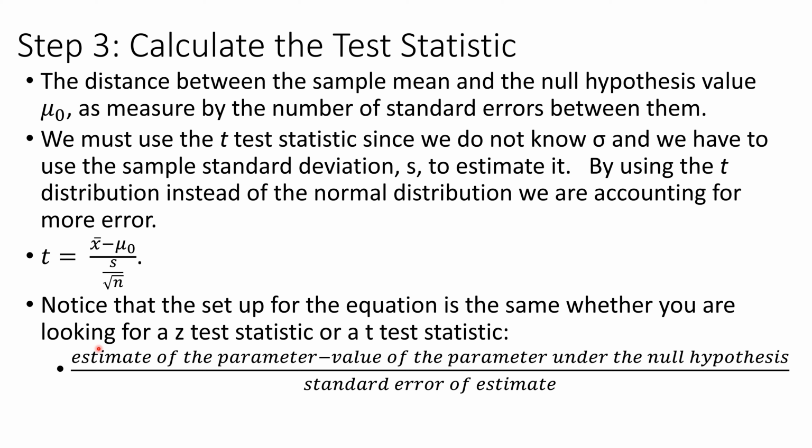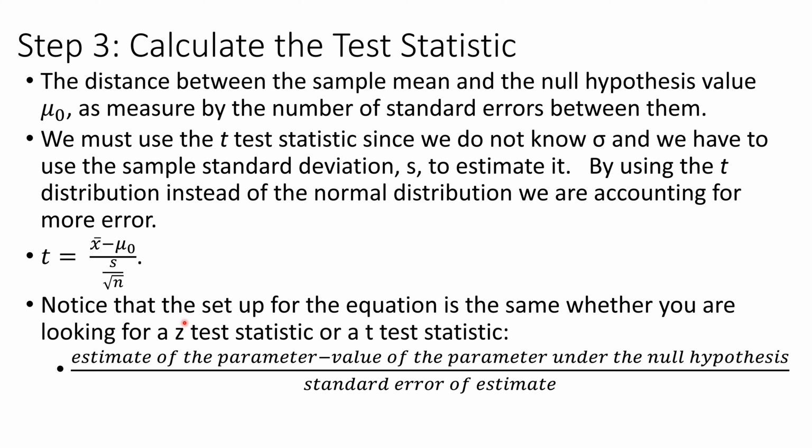Step 3. Calculate the test statistic. The distance between the sample mean and the null hypothesis value mu0 is measured by the number of standard errors between them. We must use the t-test statistic since we do not know sigma, the population standard deviation, and we have to use the sample standard deviation S to estimate it. By using the t-distribution instead of the normal distribution, we are accounting for more error. The t-statistic is calculated in this way.